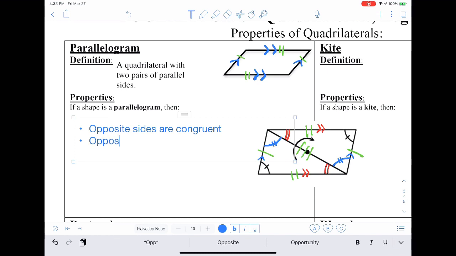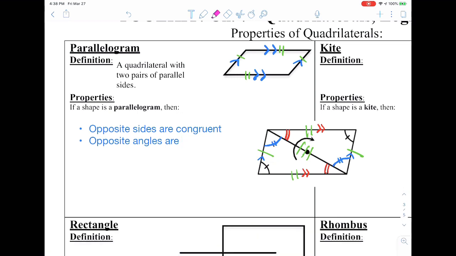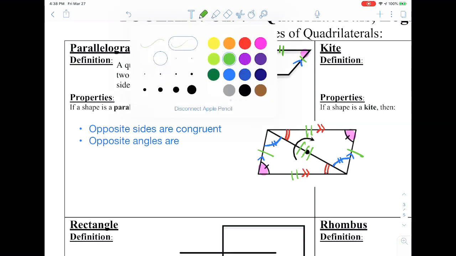What about opposite angles? Take a look and make a conclusion. If you look at these angles here and here, we can see they are congruent, which means these two are also congruent.